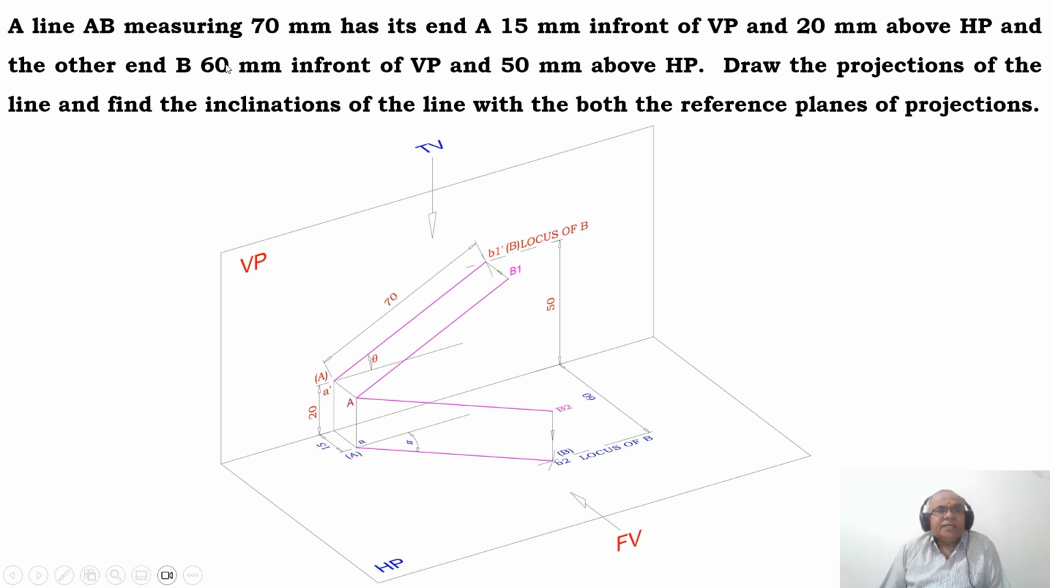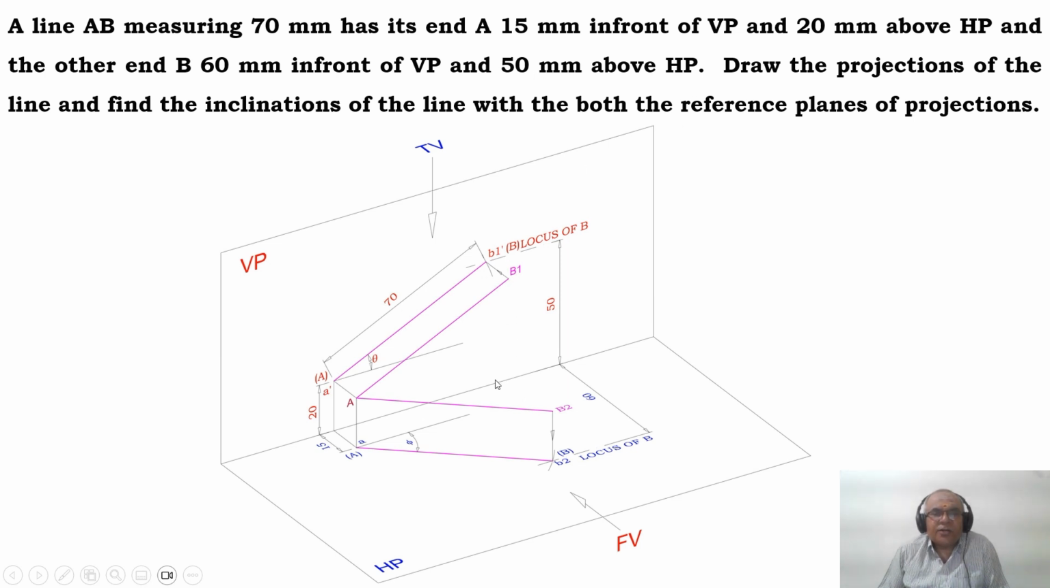Now the other end B is 60 mm in front of VP and 50 mm above HP. So here he has given the true length, but he has not given the true inclination. But he has given the other end point B, which is 50 mm above HP. So the distance from here to here is 15 mm in front of VP, so since it is the true length, obviously the other end point B is also in front of VP by 15 mm only. But he says that the angle is not given, but instead he has given the length, and he has given the height. What is the height he has given?